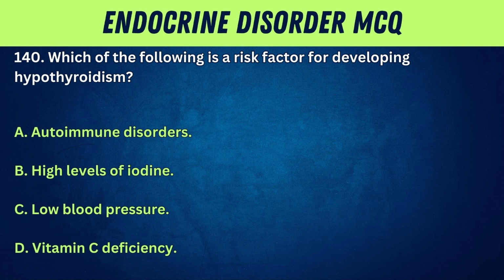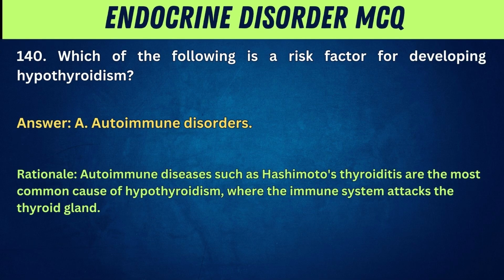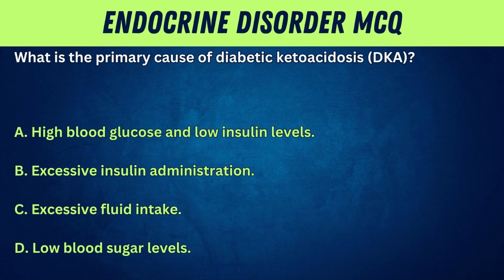140. Which of the following is a risk factor for developing hypothyroidism? A. Autoimmune disorders. B. High levels of iodine. C. Low blood pressure. D. Vitamin C deficiency. Answer: A. Autoimmune disorders. Rationale: Autoimmune diseases such as Hashimoto's thyroiditis are the most common cause of hypothyroidism, where the immune system attacks the thyroid gland.